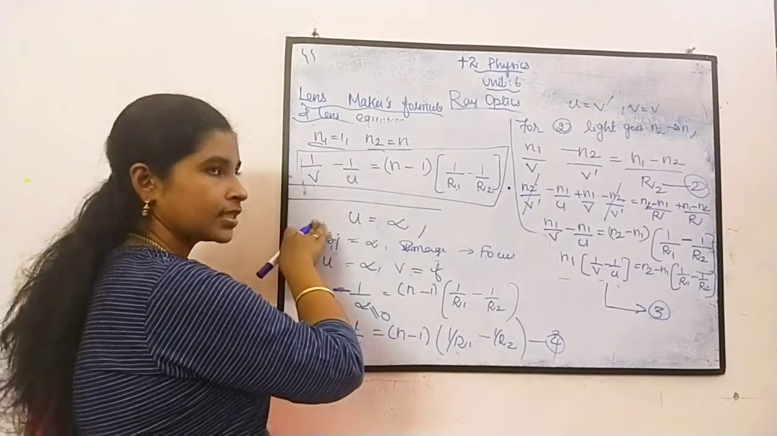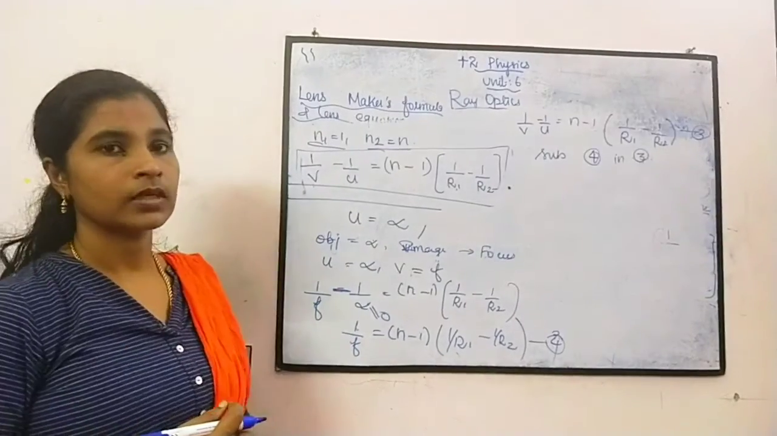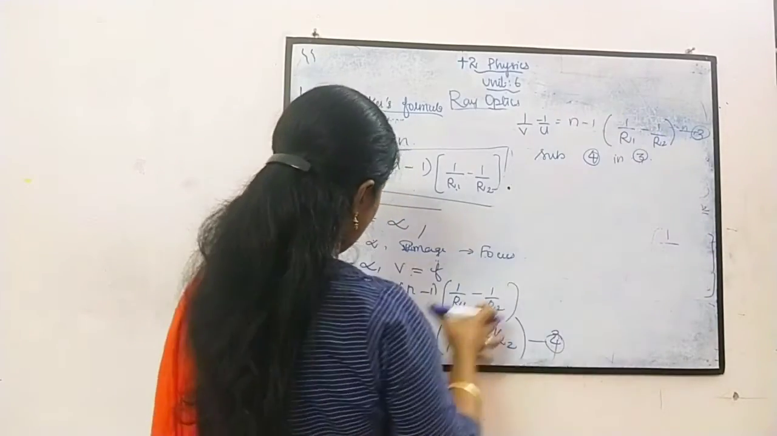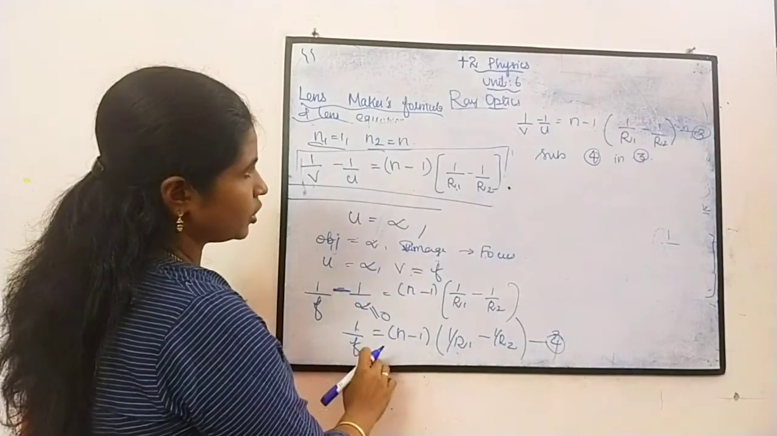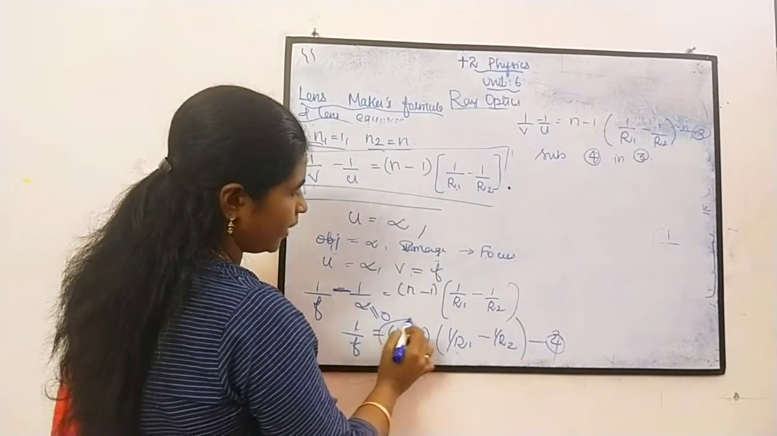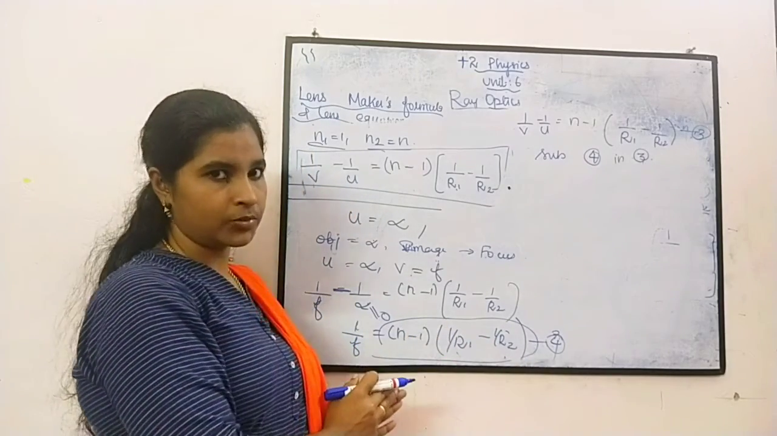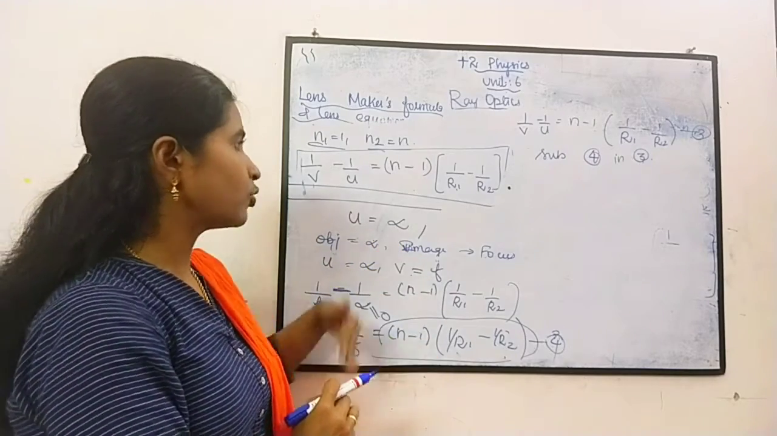If the object is at infinity, what happens? That we have discussed. So this is equation 3 and this is equation 4. Now what we are going to do is substitute equation 4 in equation 3. What is equation 4? n minus 1 into 1 by r1 minus 1 by r2 equal to 1 by f அப்படின்னு கண்டுபிடிச்சிருக்கோம் இல்லையா? So in which case when the object is at infinity. So for this I am going to substitute that.